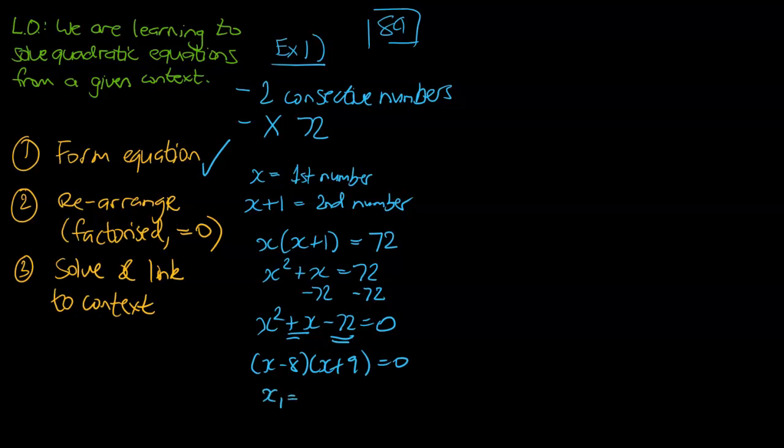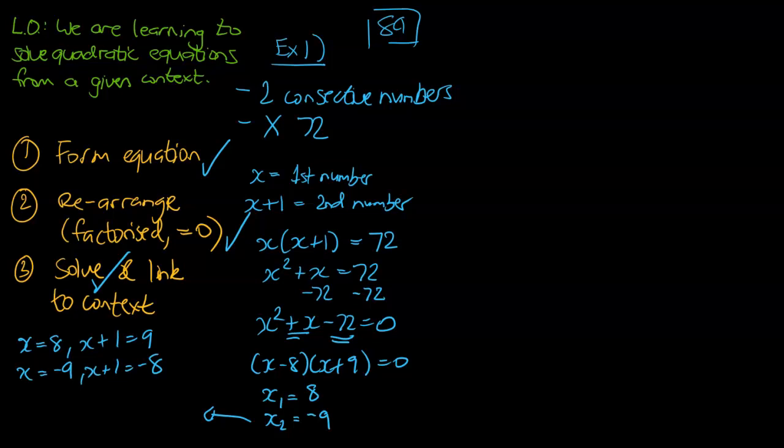We can then go ahead and solve. Our first answer of x is going to be equal to 8. And our second answer of x is going to be equal to negative 9. So we've now rearranged, and we've actually gone ahead and solved as well. Next step, we now need to link to our context. So our first answer, if x is equal to 8, x plus 1 is equal to 9. And the second answer, if x is equal to negative 9, x plus 1 is equal to negative 8.